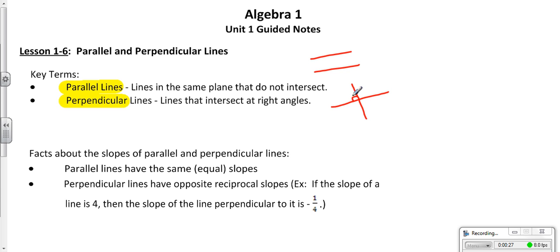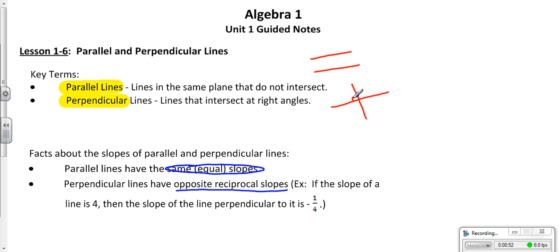That's perpendicular. Now when we have these two cases, we have some information that can go along with it. One is that parallel lines have the same slopes, otherwise they would not stay parallel. They have to have rise and run exactly the same. That's what keeps them apart all the time. Perpendicular lines have what's called opposite reciprocal slopes. Now again, we can say this because they intersect at right angles.